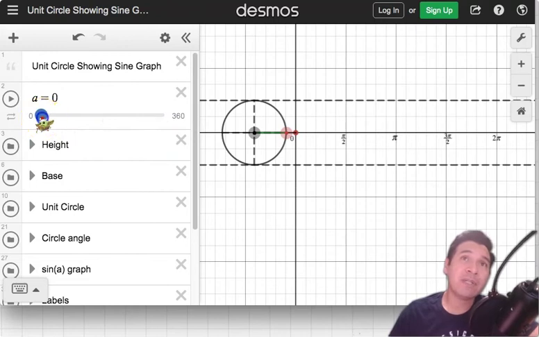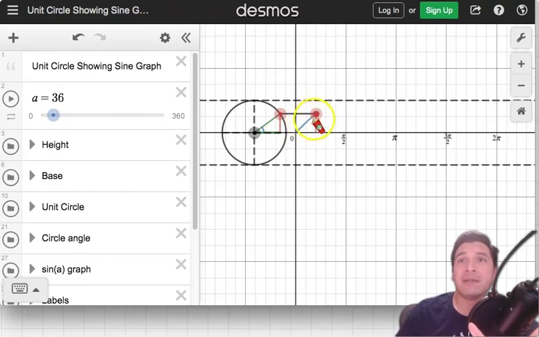Now, as we start to increase the angle, notice that the graph of sine increases. Now, why is this happening? Another thing I want to point out is, remember that the heights of the graph are the y values, right? So in terms of your y's over here on the sine graph, those values are based off the y value on the unit circle.